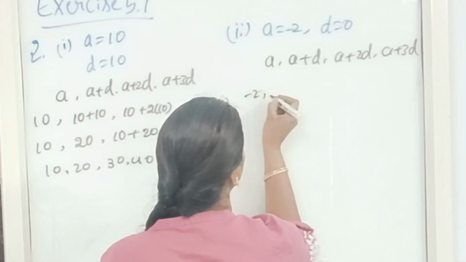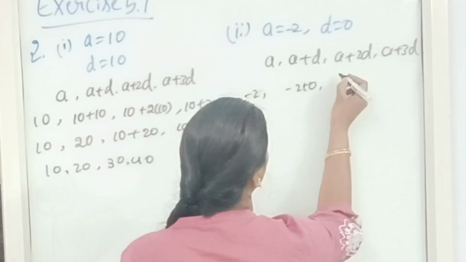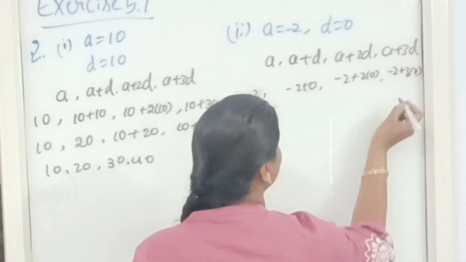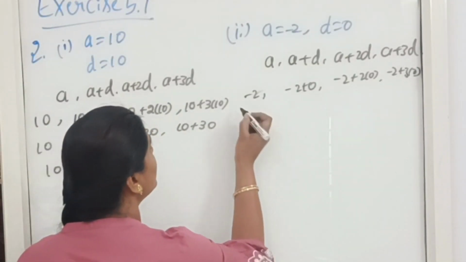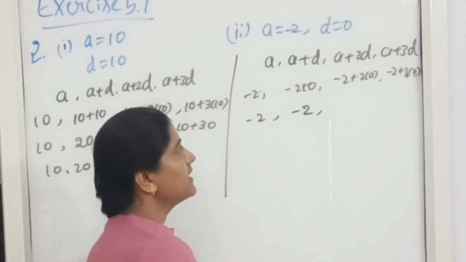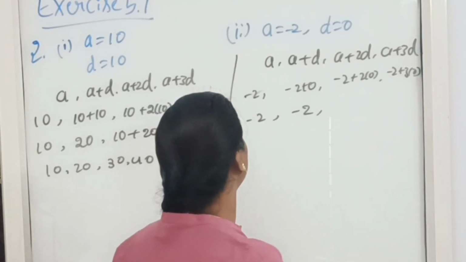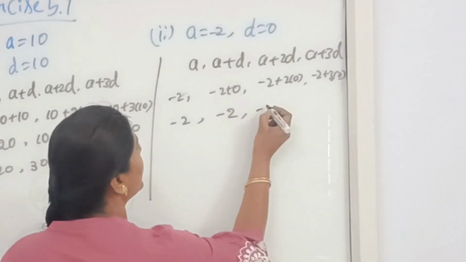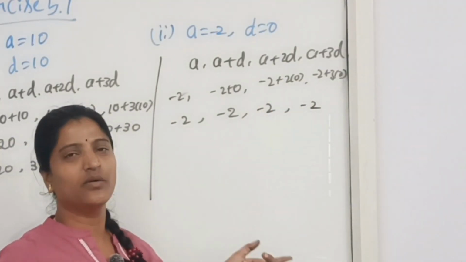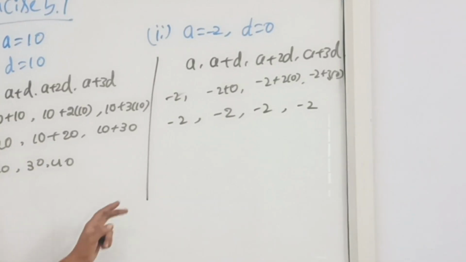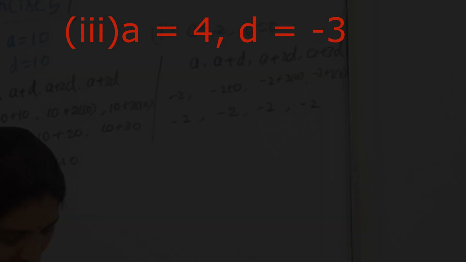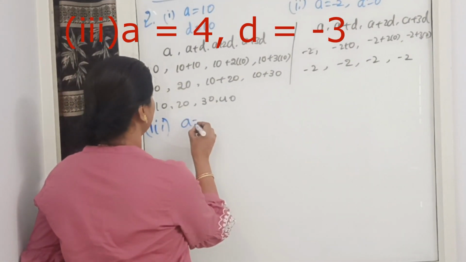Minus 2, minus 2 plus 0, minus 2 plus 2 of 0 and minus 2 plus 3 of 0. 0 means no need to worry, only write minus 2. See, anything multiplied with 0 is 0 only. So minus 2 and minus 2, because this is multiplying with the 0. So 0 plus minus 2 only. These are the first four terms for the given A and D. Next, A is equal to 4 and D is equal to minus 3.